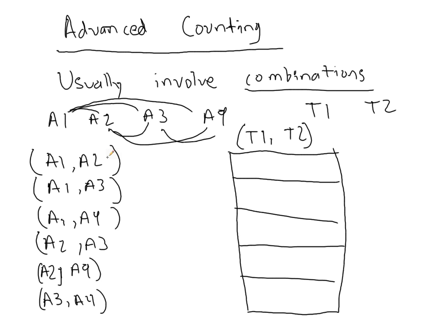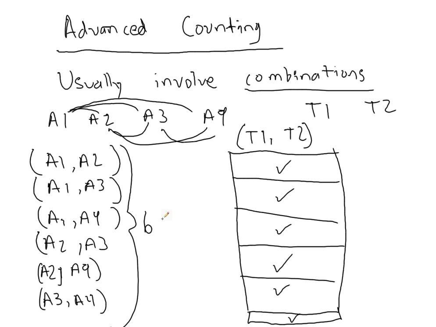So I could have adult 1, adult 2, teen 1, teen 2. I could have adult 1, adult 3, teen 1, teen 2. I could have adult 1, adult 4, teen 1, teen 2, and so on, up until my last one down here, adult 3, adult 4, teen 1, teen 2. So if you look at this, there are 6 ways here. There is only one way here.